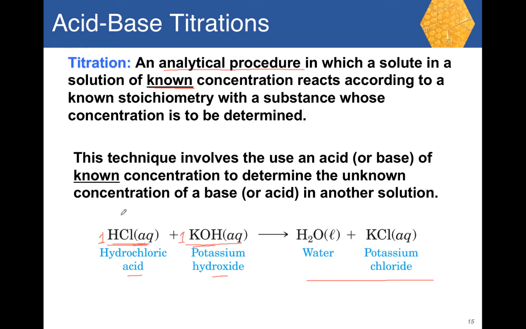Just imagine that you have an unknown concentration of HCl, and you know that it took a specific amount of KOH to react to completion. If it took 0.25 moles of KOH, for example, you know that the amount of HCl is 0.25 because there is a 1-to-1 relationship. So if you know the concentration and number of moles of one, you can determine the concentration of the other based on this 1-to-1 reaction.